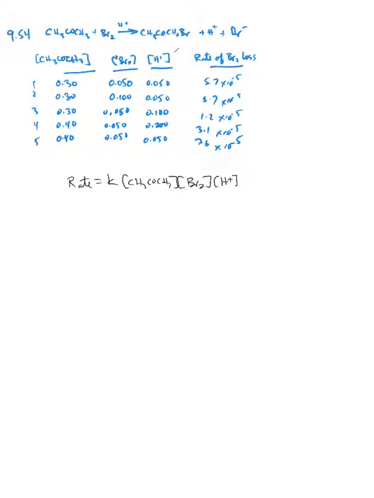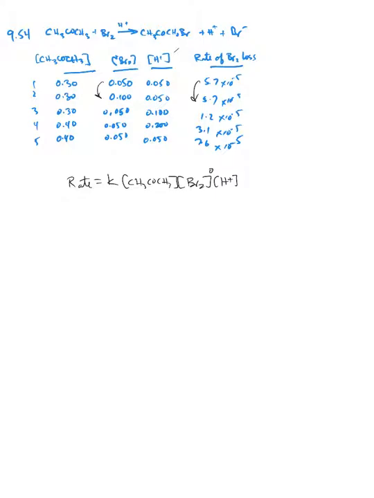We could do this by inspection. There is a way to do it with calculations, but I think they've picked some nice round numbers here to look at. So for example, let's take a look at trial 1 and trial 2, and notice that if we double the concentration of the bromine, nothing happens to the rate. That tells us that there's a 0th order dependence on bromine. Has no effect on the rate.